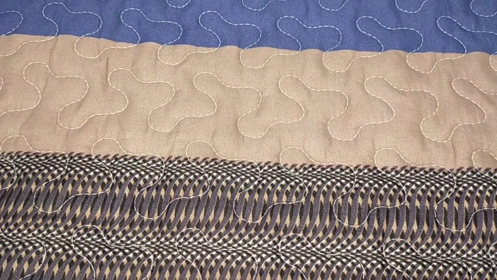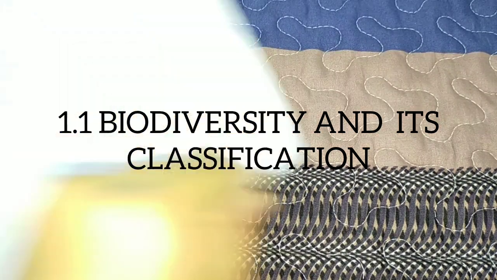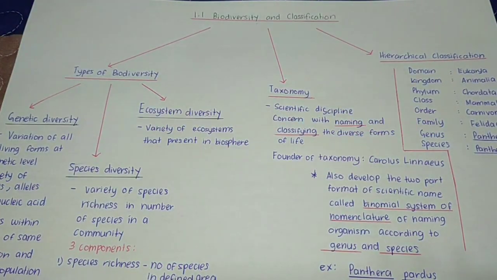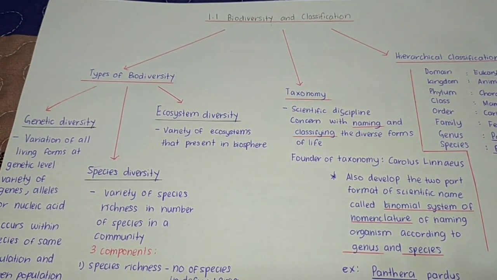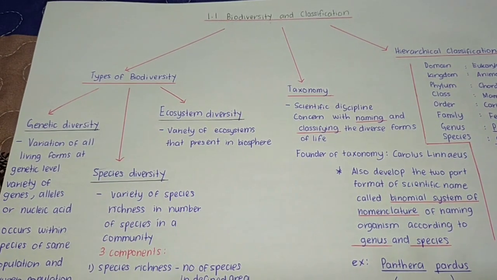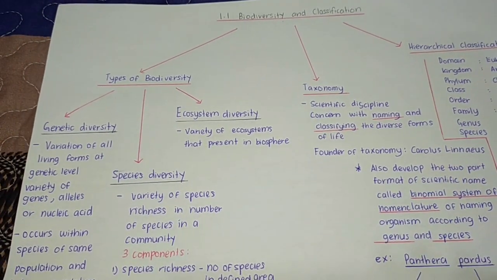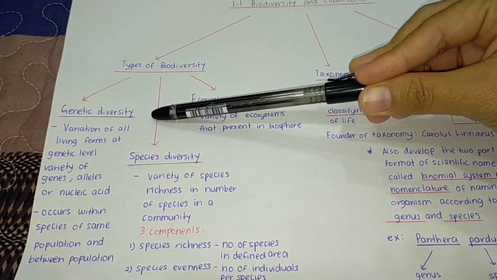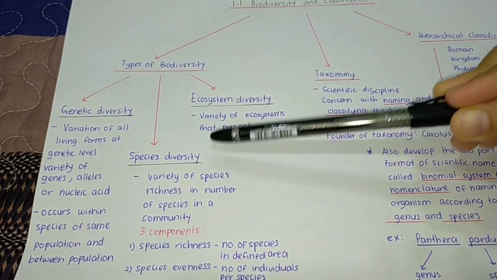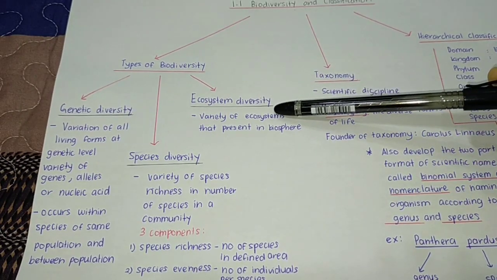Okay, so what is biodiversity and also classification? Okay, so firstly, we look at the types of biodiversity. Okay, so actually, what is the meaning of biodiversity? Okay, biodiversity means kalau kita tengok dalam bahasa Melayu, maksudnya adalah biokepelbagaian. Okay, so based on types of biodiversity, there are 3 types of biodiversity. The first one we call as genetic diversity. Second, species diversity. Another one, ecosystem diversity.